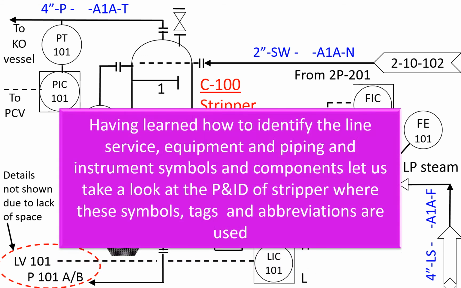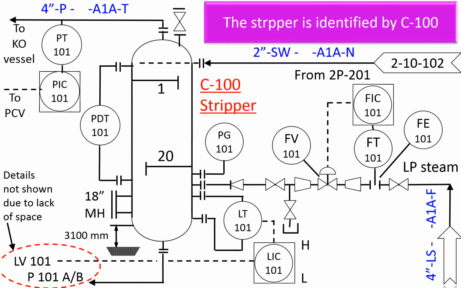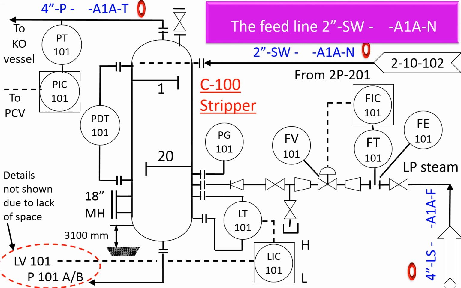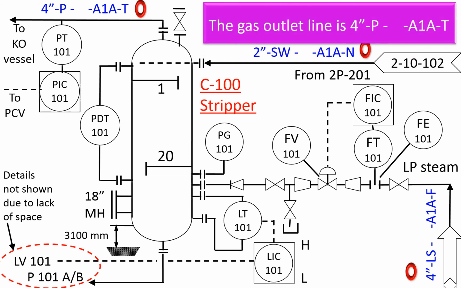Having learned how to identify the line service, equipment, and piping, as well as instrument symbols and components, let us now take a look at the P&ID of a stripper, where the symbols, tags, and abbreviations are used. The stripper is identified by the label C-100. 3 pipelines are shown in this figure. The feed to the tower is identified by 2-inch SW-A1A-N. The gas outlet line from the tower is identified by 4-inch P-A1A-T.